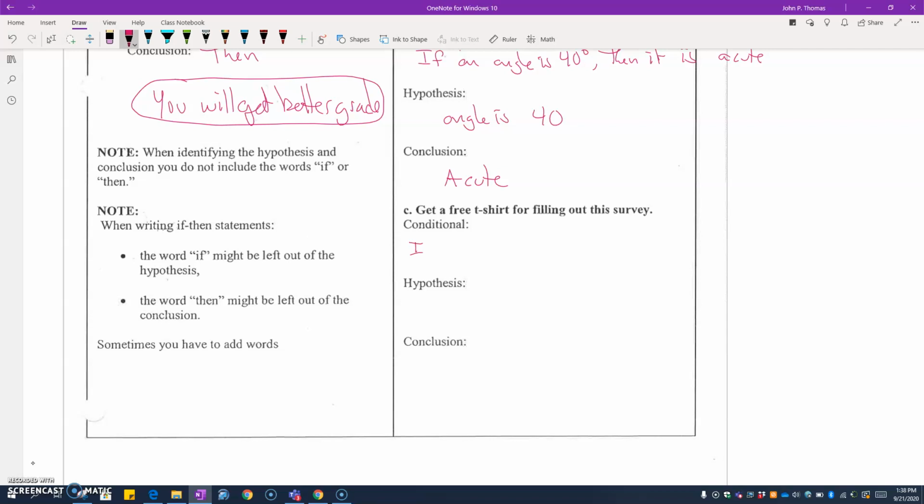So the conditional is going to be if I fill out the survey, then I get a free shirt. So it works in this case, the writing of it, you want to think cause and effect. So that second part is actually a hypothesis and the first part is the conclusion of the original statement. So the hypothesis for our conditional is I fill out the survey, and then our conclusion is get a free t-shirt.